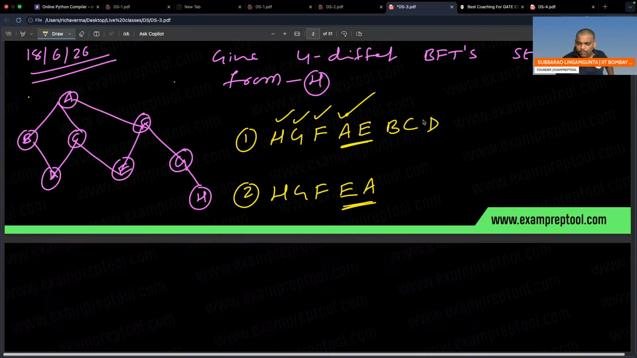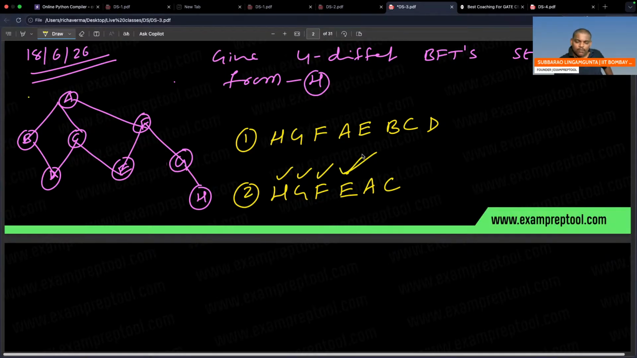Now, let's see the second option. In the place of AE, I wrote EA. So these are all done. Now I am at E. E's adjacent, if you observe, is C and F. F is already there. So C. E over. Let's go to A. A's adjacent is B and C. C is already there, so only B. I think 7 people are already done. Only 1 person is left out, D. So this is one more answer.